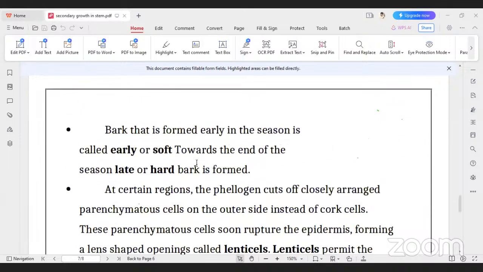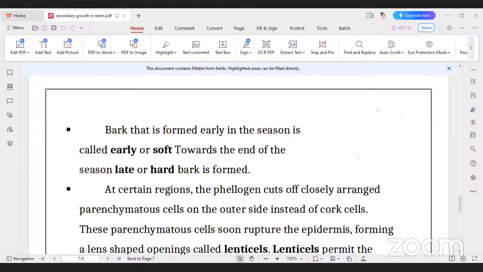About lenticels, another important topic here, lenticels are also given. In our book, are lenticels given or not? Do you have the book? In secondary growth, lenticels are also given, and bark, ring bark. The formation of bark is already clear, but two types of bark are given in our book, page number 451: ring bark and scale bark.